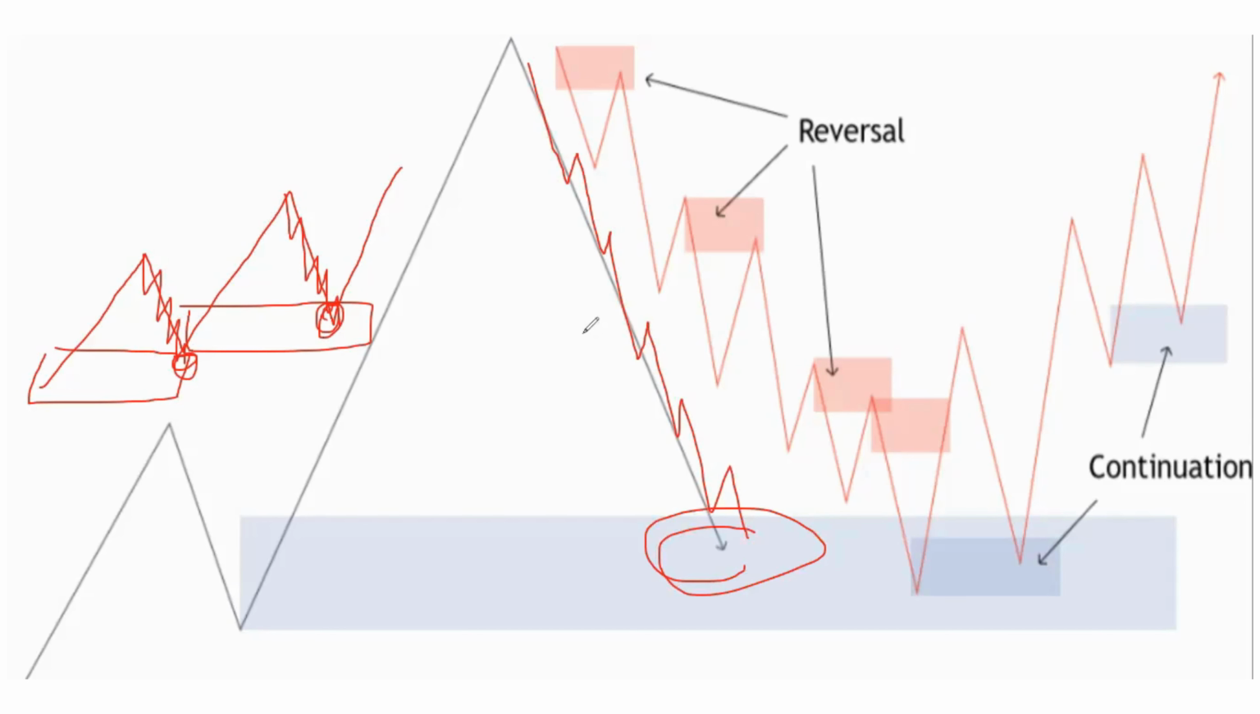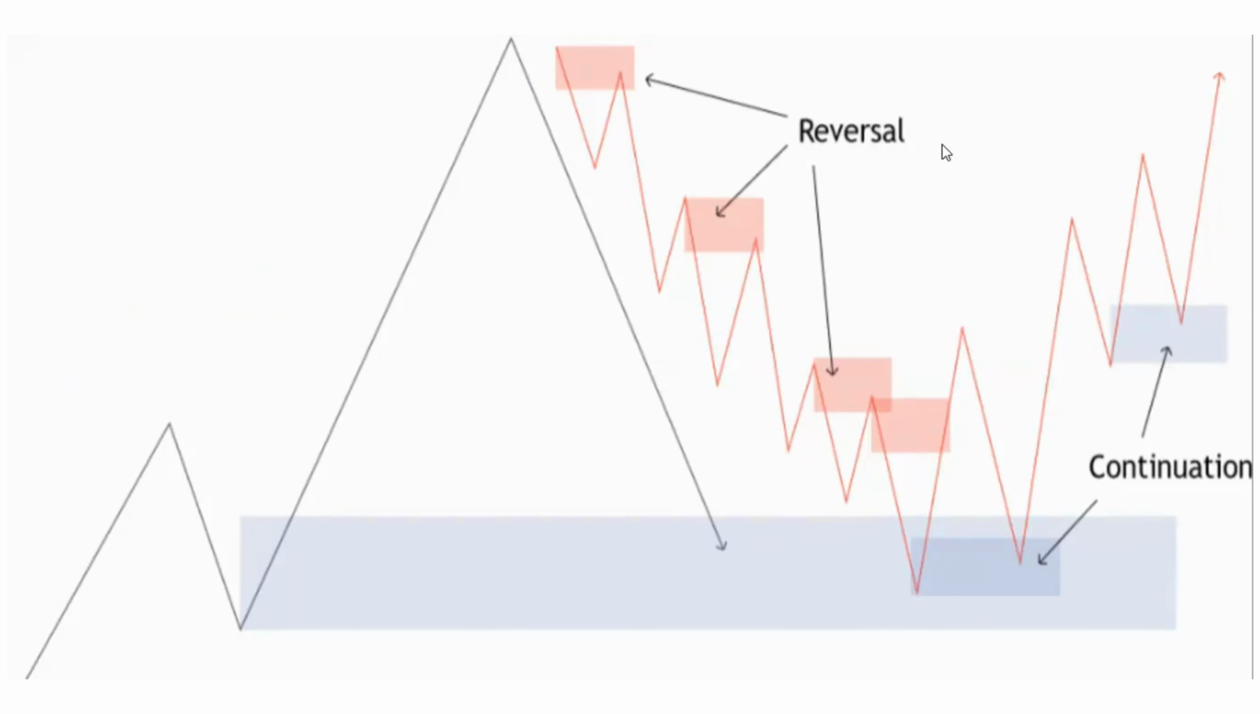Of course, we are not taking all these things. We are only waiting for the flip and taking the continuations. But as you gain experience, you can also start taking the reversals as well, not when you're starting. Now, to take the perfect reversals, we use something called the premium zone and discount zone.